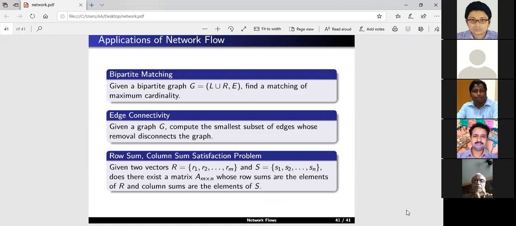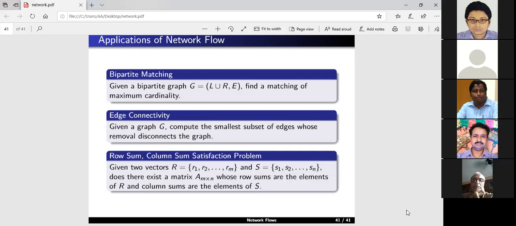So you have a bipartite graph, and you want a maximum matching. You can map it into a network flow problem. You can construct a network and find the maximum flow in that network, and that would give you the bipartite matching. The edge connectivity.